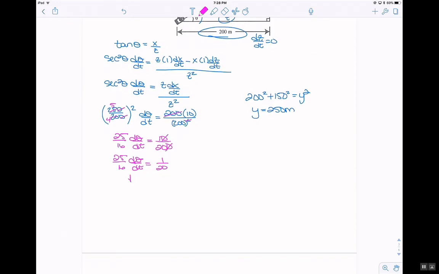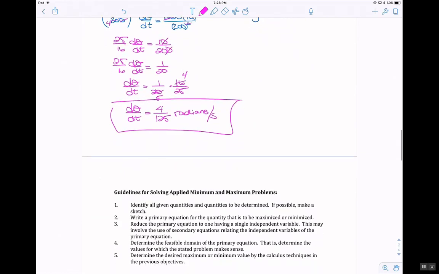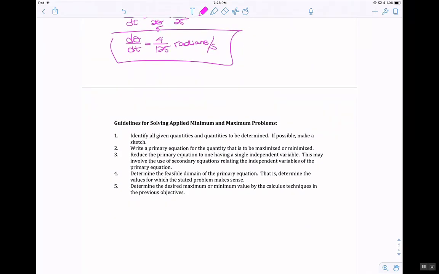And then I need to invert and multiply. So d theta/dt is equal to 1 over 20 times 16 over 25. So they're both divisible by 4, so that gives me 5 and 4. So d theta/dt is equal to 4 over 125, and this is radians per second.